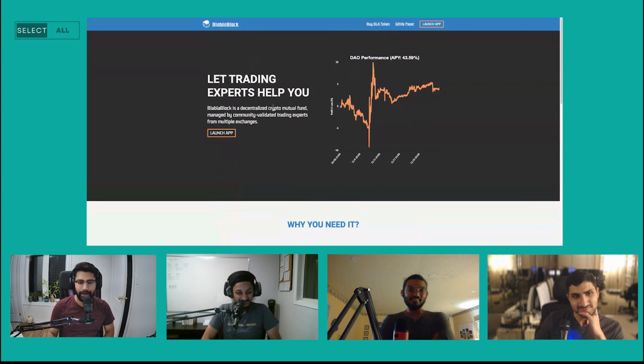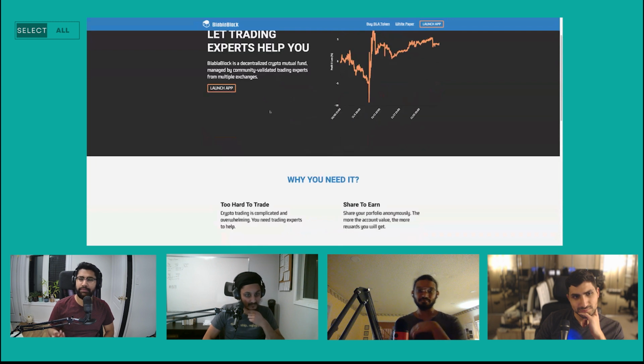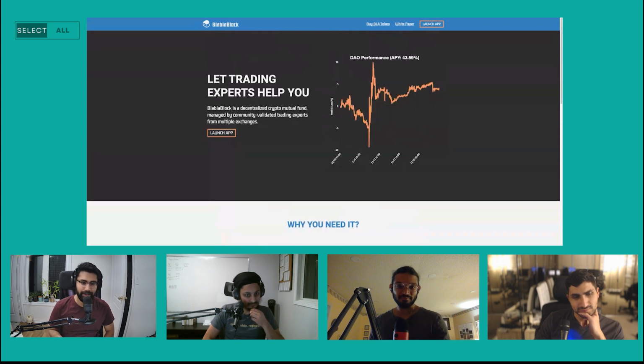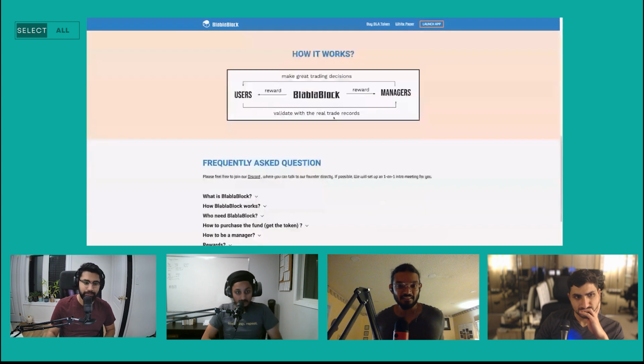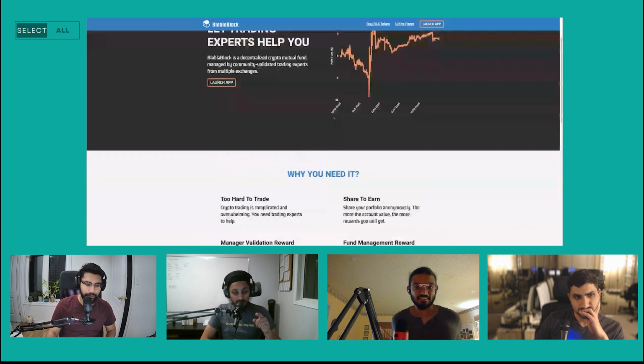That's insane, though. I'm curious how this works. Is there a passive mode where I just put in my money and then anyone that is a holder of this DAO decides where it goes? Or to invest in it, do I have to be a DAO? Do I have to own it?